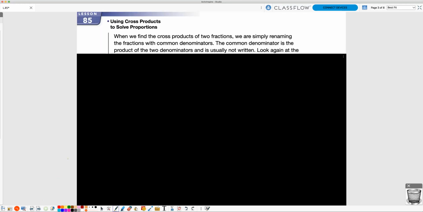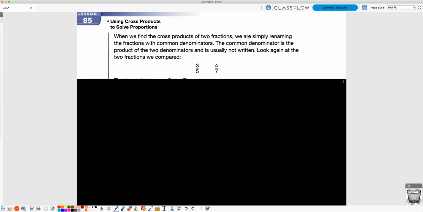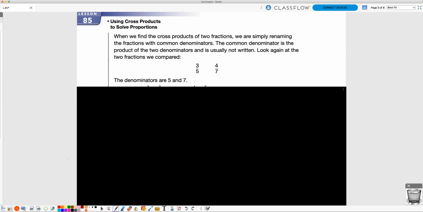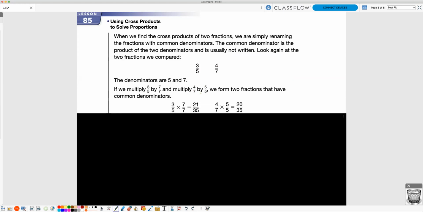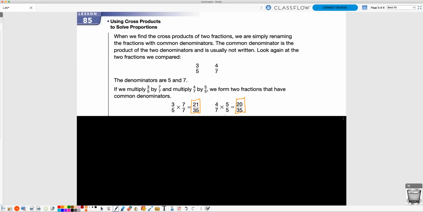When we find the cross products of two fractions, we are simply renaming the fractions with common denominators. The common denominator is the product of the two denominators and usually not written. Look again at the two fractions we compared, 3/5 and 4/7. The denominators are 5 and 7. If we multiply 3/5 by 7/7 and 4/7 by 5/5, we form two fractions that have common denominators. This one would be 21/35, and this would be 20/35.